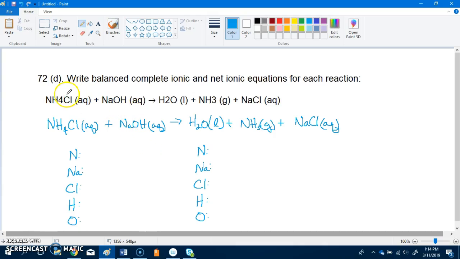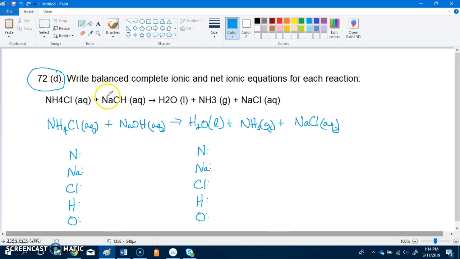So for this question, this is for Chapter 7, and it's the end of chapter exercises, question 72D, and they want us to write a balanced, complete ionic and net ionic equations for each reaction. So they give us the reaction here. I've rewritten it with the proper subscripts just so that it looks proper.